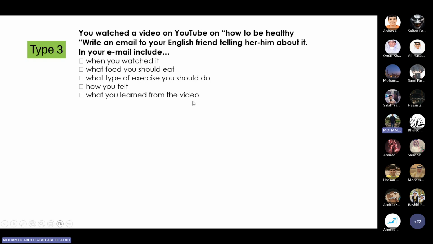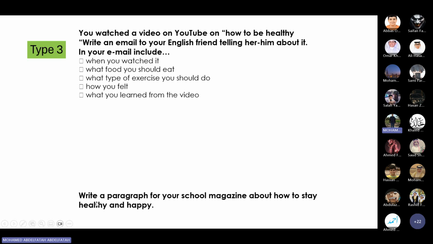You can add more ideas. You can add your own ideas. Don't depend on these instructions only. Remember, this is an email. Also, you can write a paragraph. The same topic, you can write it in the format of a paragraph. Write a paragraph for your school magazine about how to stay healthy and happy. Same topic. But this is an email and this is a paragraph.